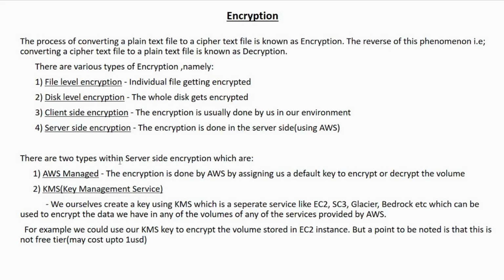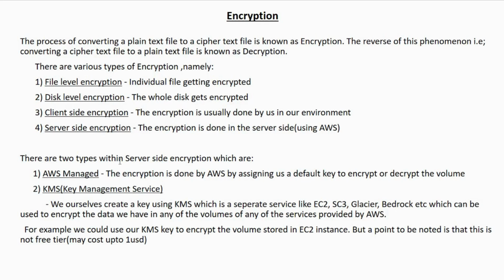So there are various types of encryption, which are file level encryption, disk level encryption, client side encryption, and server side encryption. These are pretty intuitive to understand. File level encryption means only one individual file is getting encrypted. Disk level encryption is when the whole disk, maybe the whole D drive, would get encrypted. One example is BitLocker, pre-installed in our Windows, which is used to encrypt our whole disk. That is disk level encryption.